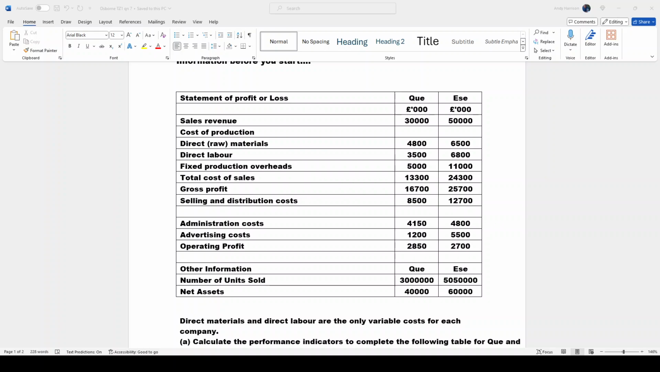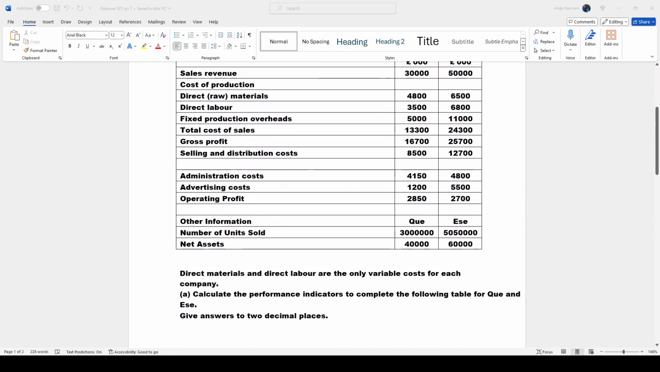So first of all, as per examiner's reports, look at the mark allocation. This one we're going to aim for 12 marks, and you've got to make the examiners want to give you those marks. You've got to earn them.